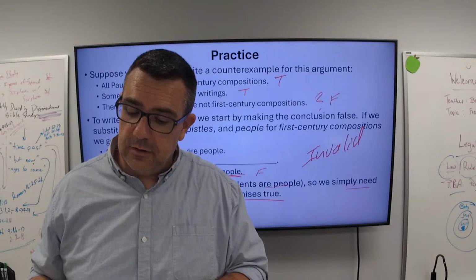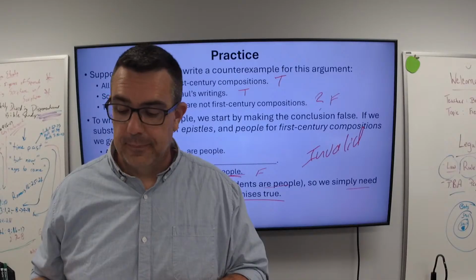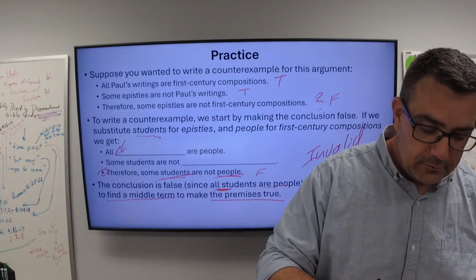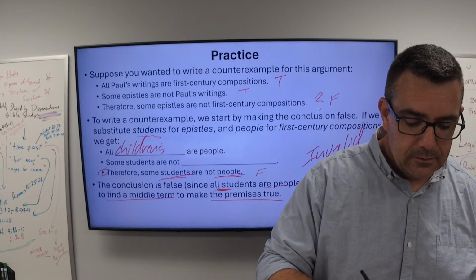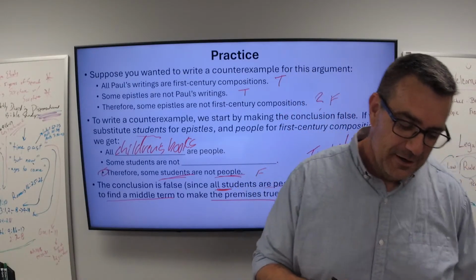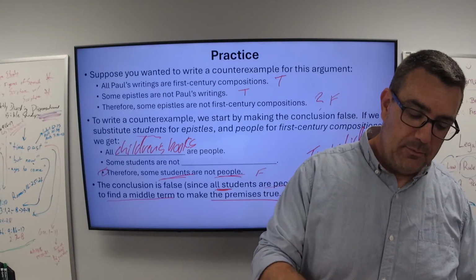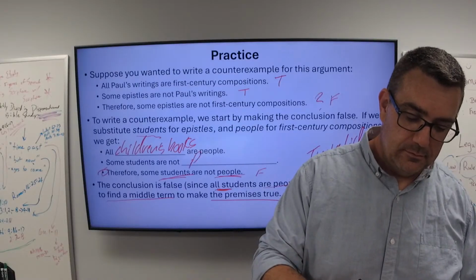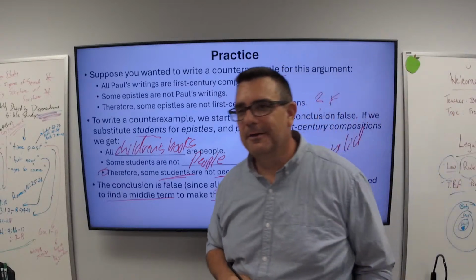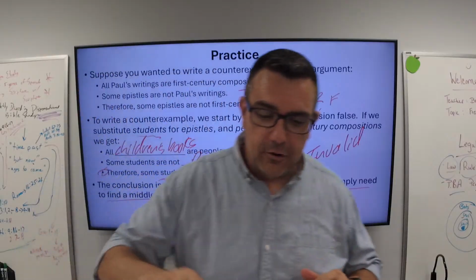Sure, this is what it says: if we substitute students for epistles and people for first century compositions. We need something for Paul's writings. Yeah, we need something for Paul's writings. So if you substitute children's books, let's do it. All children's books are people. Some students are not people. Therefore, all students are not. It's crazy. It doesn't make any sense, and that's the point, right? It's invalid.